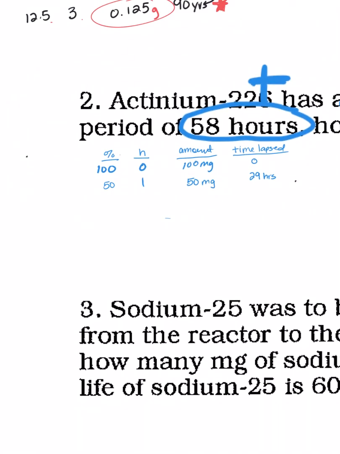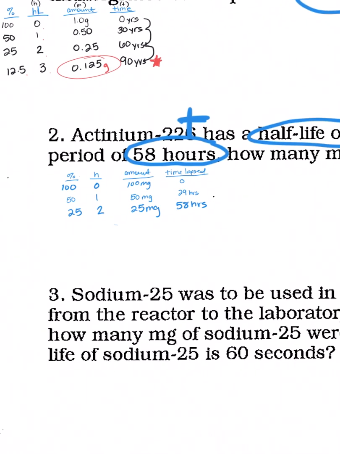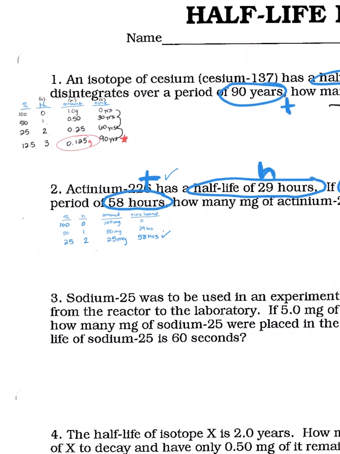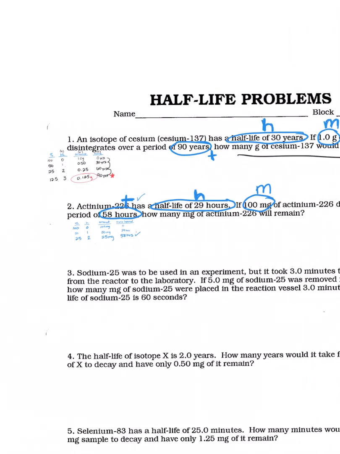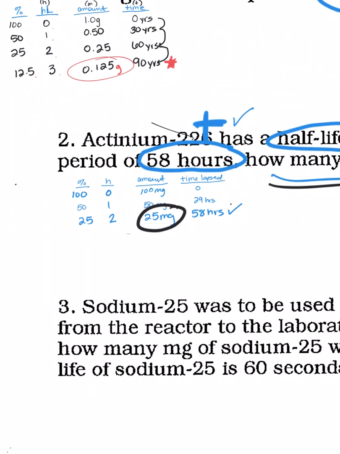So if you want to know how long we're going to have something, we're going to continue until we get to 58 hours, okay? So let's go a second half-life. That would be 25 milligrams, 25%, and 58 hours. So once we've reached the time period that they've given us, we know this is exactly where we're going to end. And it says how many milligrams would remain. So the amount of milligrams we have is 25 milligrams. And it took us 2 half-lives to get there. And we wound up with 25% of our original product.